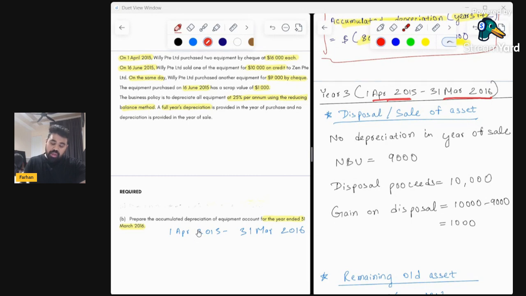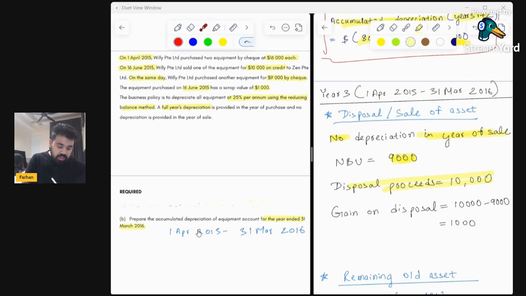The first one being the sale of asset or the disposal of asset. Based on the business policy, we understand that no depreciation is provided for in the year of sale. Okay? Now, if you recall, the net book value for one of these assets, which we have sold in year 3 on 16 June 2015, is $9,000, the net book value which we derived at the end of year 2, right? Now, the disposal proceeds, which the question clearly mentions, the amount that we have received by selling this asset, which is $10,000. I'll just highlight this in red.